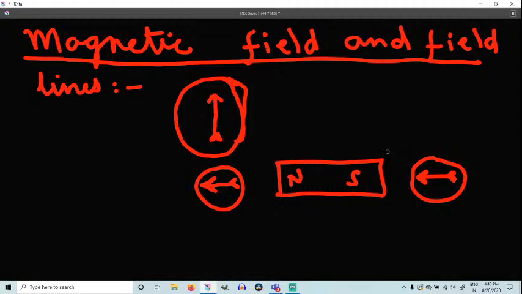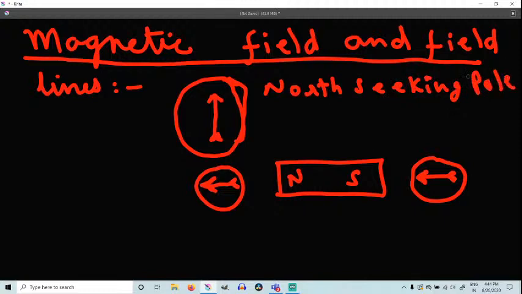A compass needle is in fact a small bar magnet, and the ends of the compass needle point approximately towards the north and south directions. The end pointing towards north is called the north seeking, or simply the north pole. And the other end which points towards south is called the south seeking, or simply the south pole.